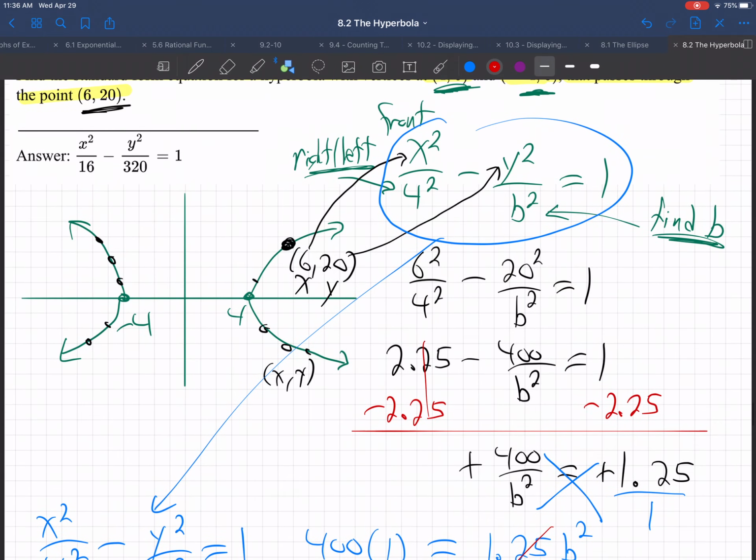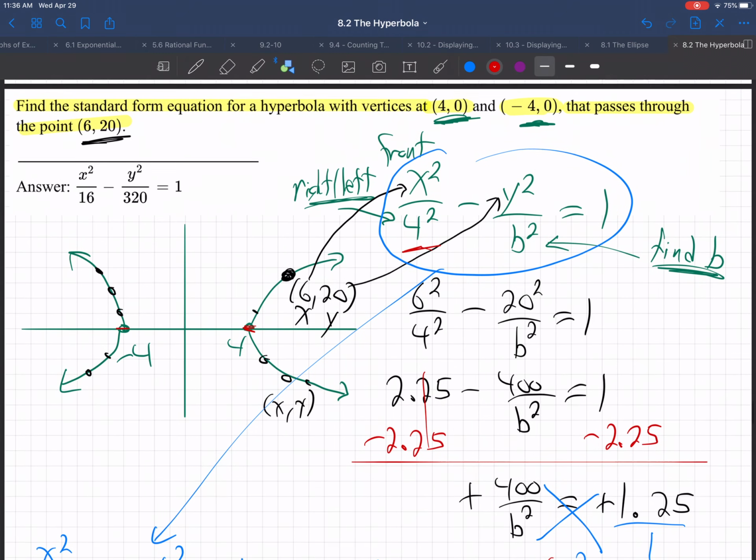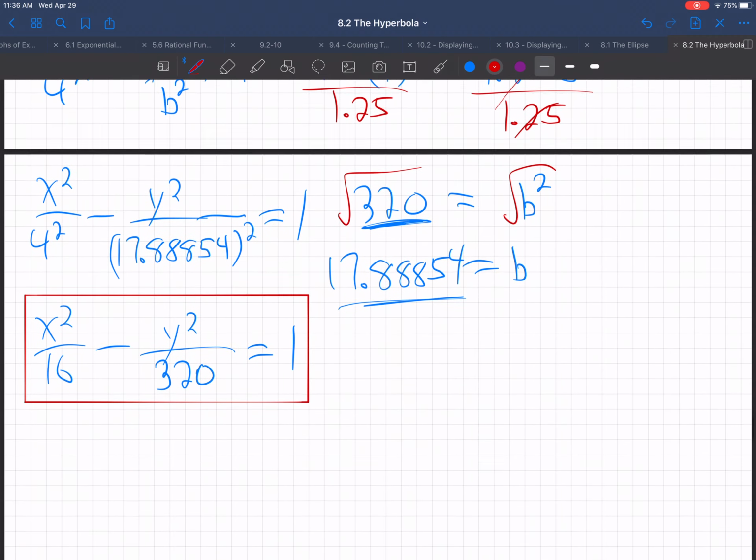So what did we do? We drew what they said in the beginning. Right and left 4. That goes underneath x. And then to solve for b, we plugged in the (6, 20) point they gave us, the 6 and the 20. Solved for b and plugged it back in.